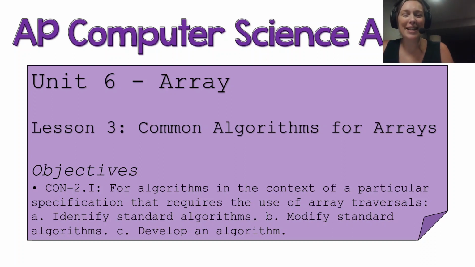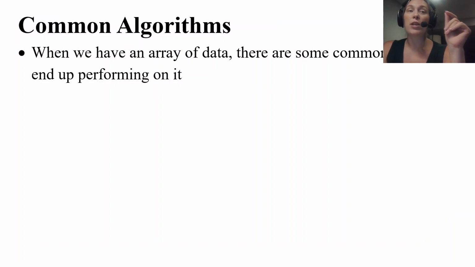Welcome to another lesson in Unit 6, where we are going to go over common algorithms for arrays. There are going to be 7 total common algorithms we'll cover in this video, but believe it or not, there's a lot more. We'll cover the main 7 from the AP CSA CED, but there are a couple that I don't cover in this video. We will be covering those in the homework and review assignments in class. But let's get into common algorithms.